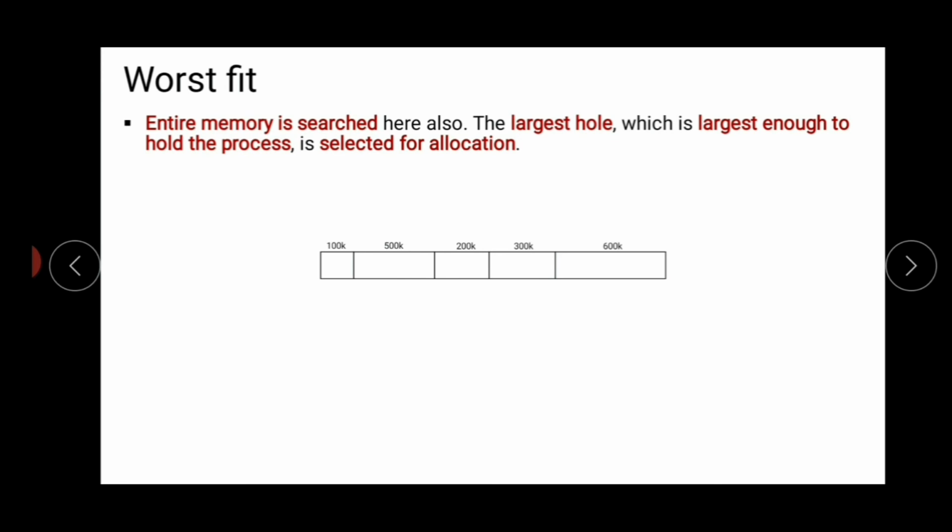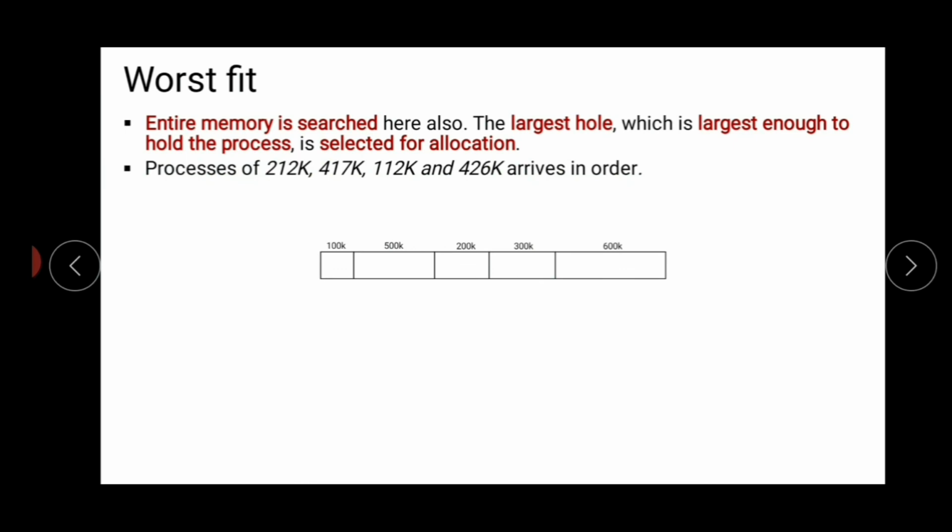Last algorithm, which is your worst fit. Let us see what happens in this. In worst fit, the entire memory is searched as per the previous algorithm, and the concept is that the largest hole, which is large enough to hold the process, is selected. In the previous one, the smallest hole was selected, and in this algorithm, the entire memory block will be searched, and the largest block will be found for that particular process.